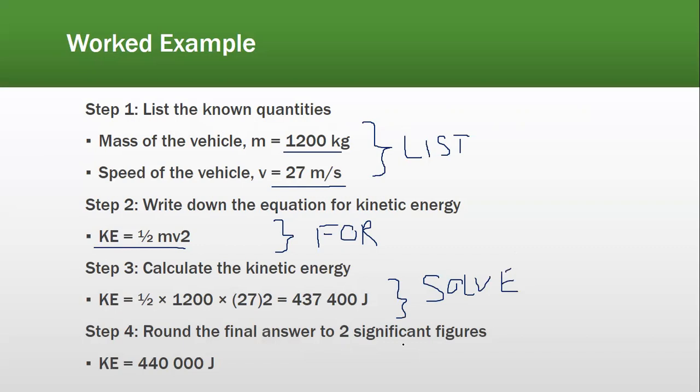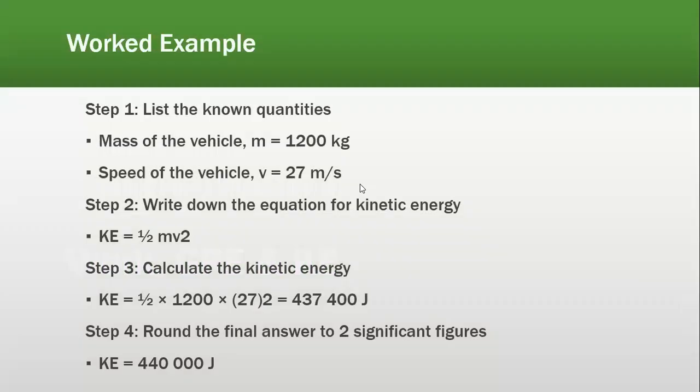And that answer should be up to two significant figures. So if your answer is coming to 437,400 joules, you have to round it off to two significant figures, which means only round off to the first two digits. So 437 you will round off to 440. So 440,000 joules of kinetic energy was there in the car. Got it?